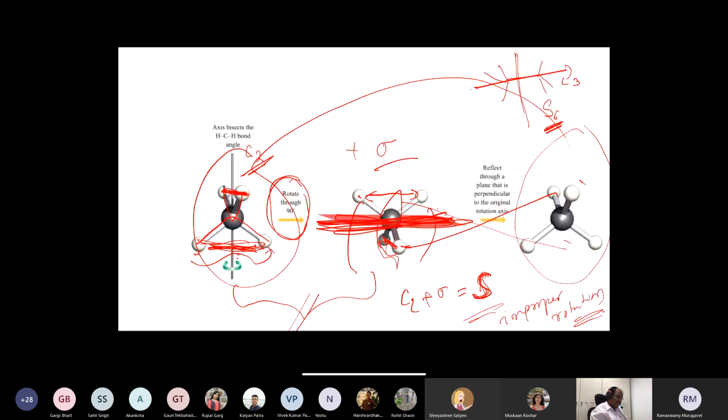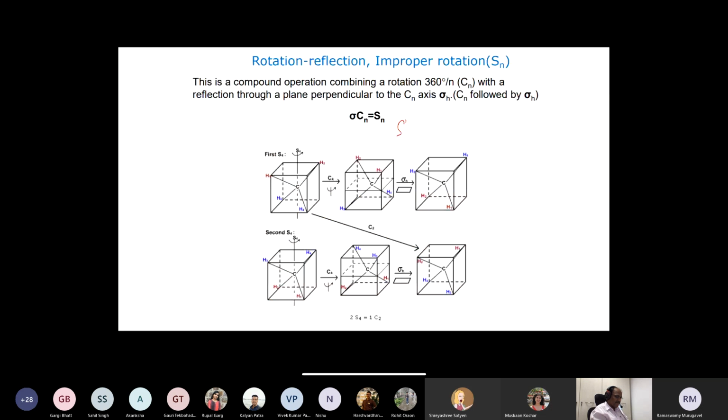No, not C2. C4, and C4 is 90 degrees. C4 and sigma is S4. So I have this methane, with one hydrogen here and one hydrogen here, which are in red, and two hydrogens that are in blue. So I do C2, and this is not identical, but if I do a mirror, this becomes identical. And I think you can keep on doing this. So you have an S4 in methane.